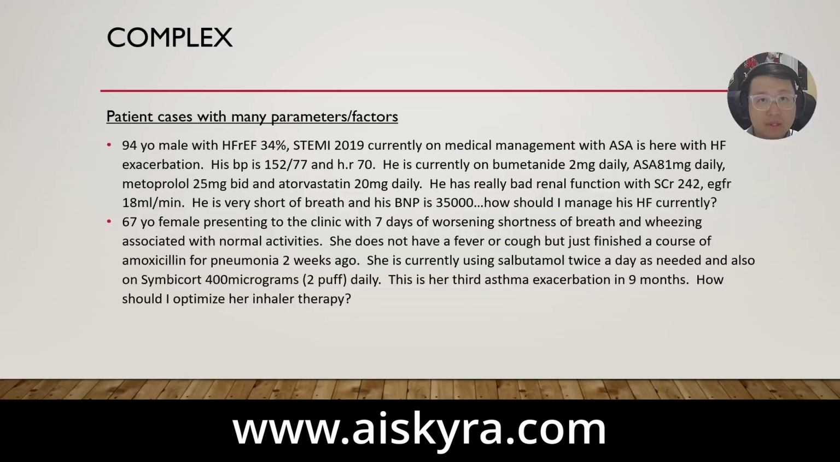So in our second and final patient example, we have a 67-year-old female with worsening shortness of breath, no fever or cough, just finished a course of antibiotics for pneumonia, currently using medications, and this is an asthma exacerbation. What can we do about their inhaler therapy?